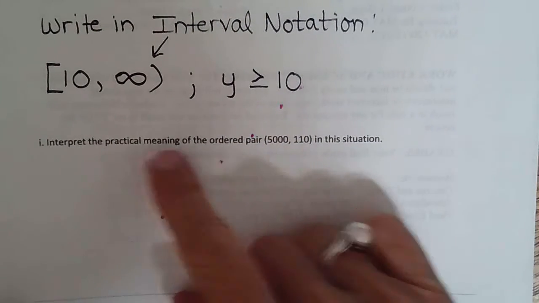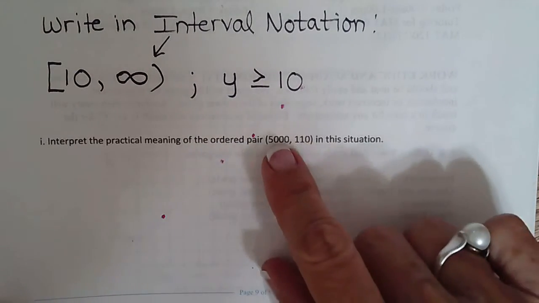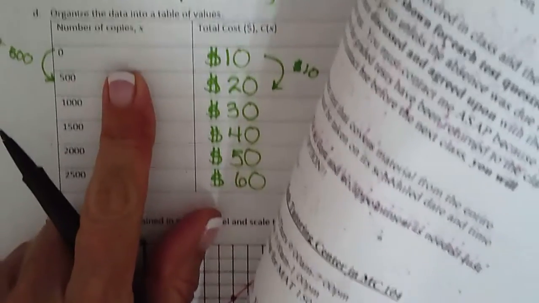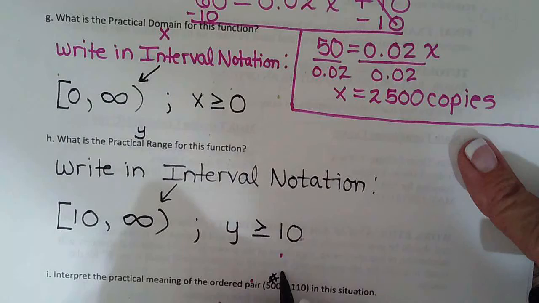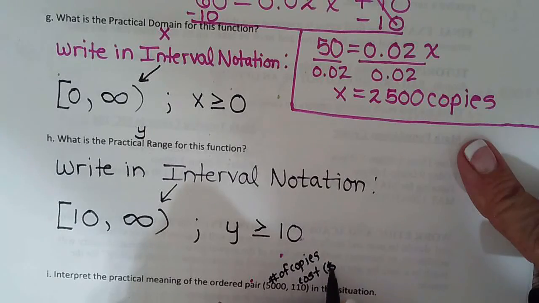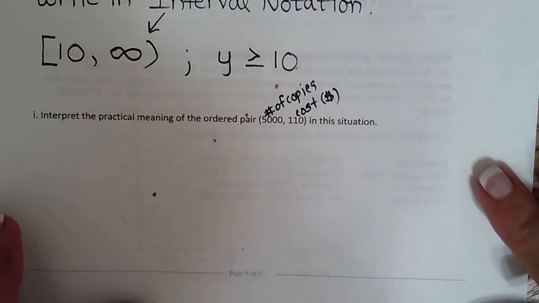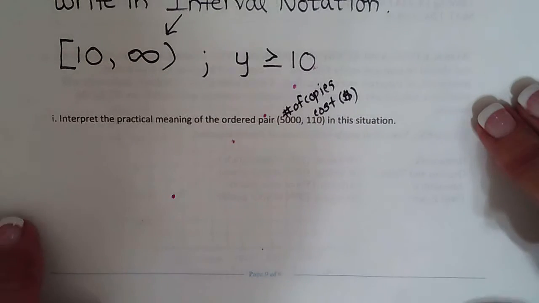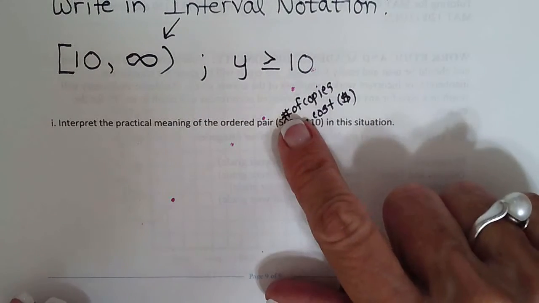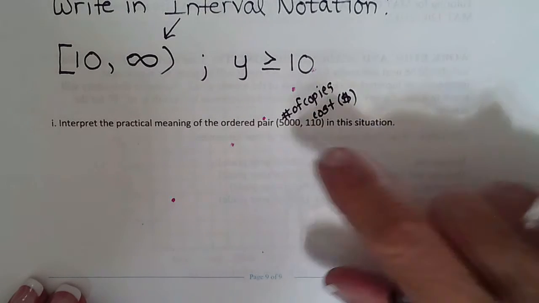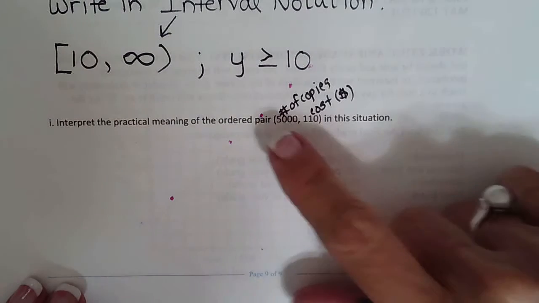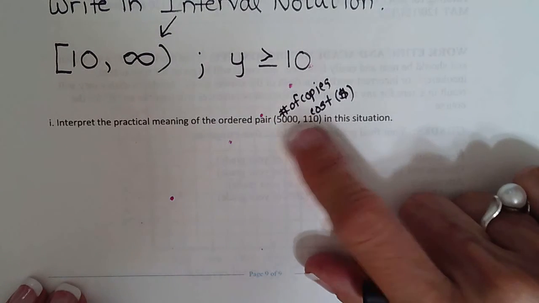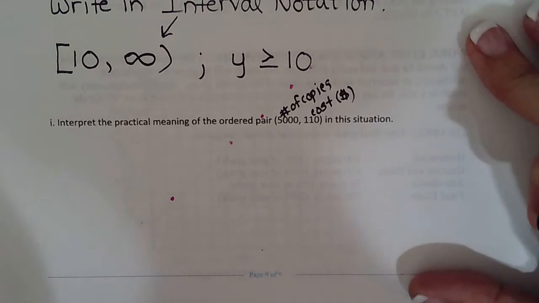Okay, anytime they ask us to interpret the meaning, boom, you look up at your table and fill in what X and Y are. X, number of copies, Y, cost in dollars. So this is number of copies. And this is cost in dollars. And then it makes your work so much easier. It takes an extra 10 seconds to label your points, but then your sentence just falls in your lap. When you make 5,000 copies, the total cost will be $110. Isn't that easy? All you have to do is look at the table anytime you're asked to interpret a point. Look at the table, label what the X and Y are, and then you're done.